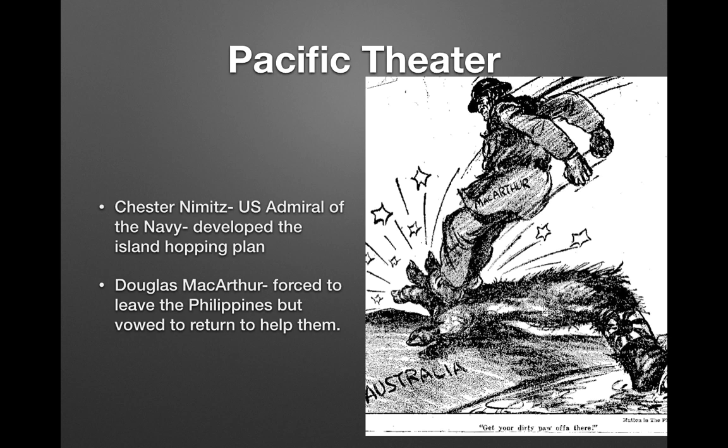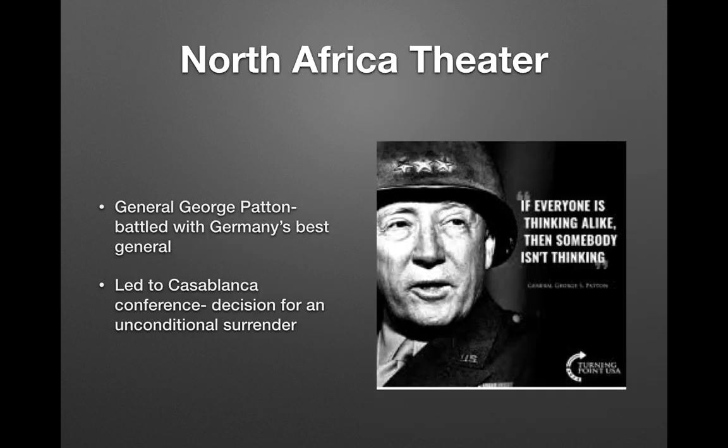Now, Douglas MacArthur, also here, forced to leave the Philippines but vowed to return to help them. And so he has to flee after they're taken over by the Japanese. And at that point, he's going to try to prevent Japan from taking Australia, which they do.